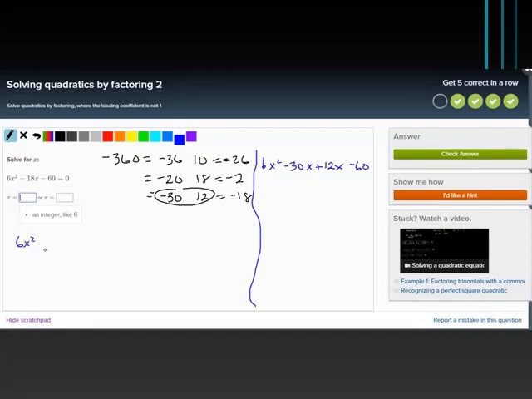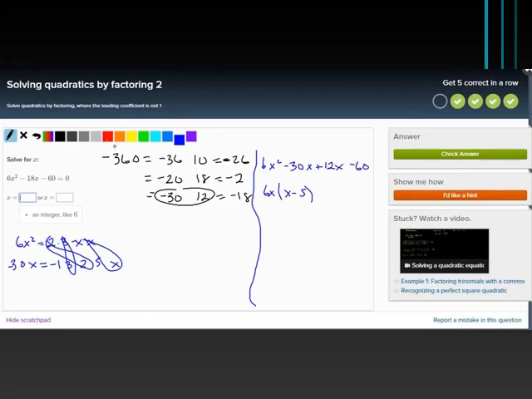6x squared is 2 times 3 times x times x. The negative 30x is negative 1, 3, 2, and 5, and then an x. So let's circle the pairs. So I have a 3, I have a 2, and I have an x. So the number that's going to come out is a 6 and an x. And what's left over is x minus 5.